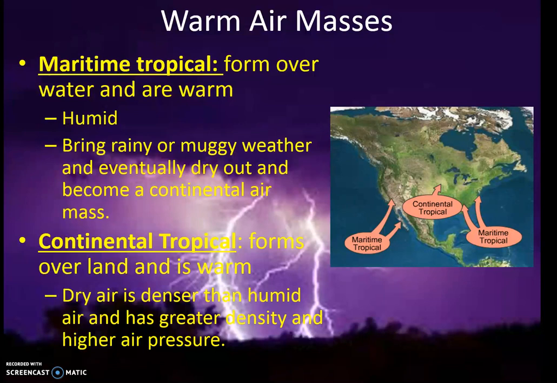So these are just more details about what I mentioned. Maritime tropical air masses form over water and are warm. They are humid and bring rainy or muggy weather, but they eventually dry out and become a continental air mass. The other type of warm air mass is a continental tropical. So this forms over land. For the United States, it forms down over Mexico and is warm. That dry air is denser than the humid air, and as we talked about a few slides ago, it has a higher air pressure because that high density air wants to sink.